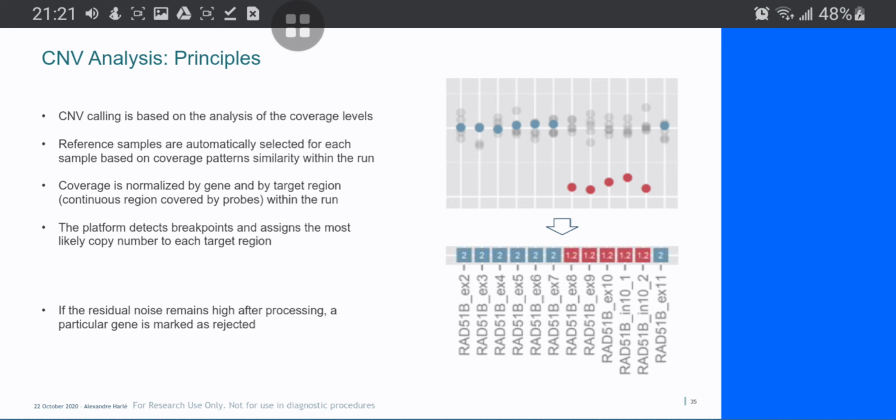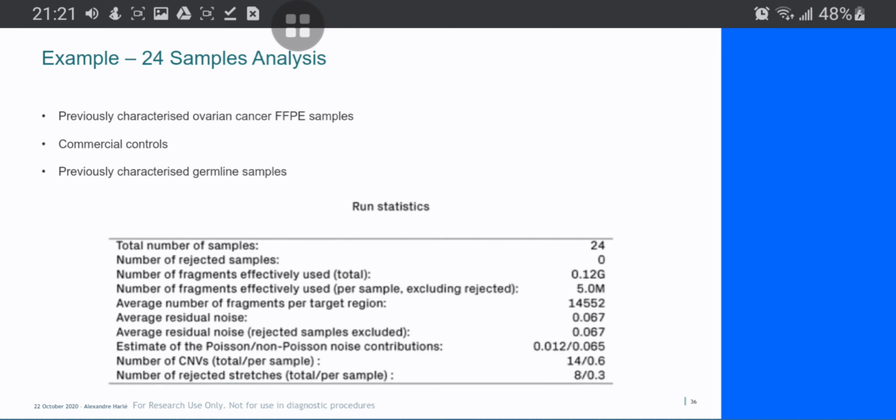So this is an example of a validation run we did a few months ago now. We used 24 previously characterized ovarian cancer FFPE samples. We also used commercial controls and previously characterized germline samples from patients that were treated in our institute.